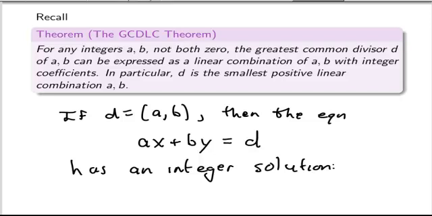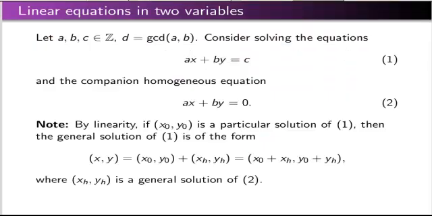So we want to look at a more general equation where instead of having the greatest common divisor here, we put an arbitrary integer c and then ask when can that equation be solved. So let a, b, and c be any integers with greatest common divisor d for a and b, and consider the two equations ax plus by equals c and the companion homogeneous equation ax plus by equals 0.